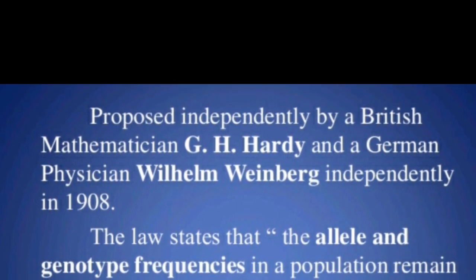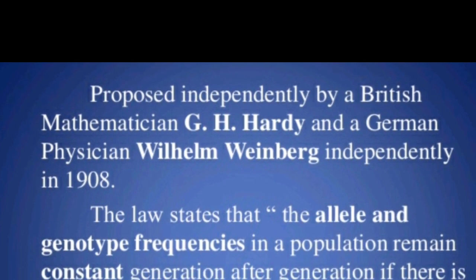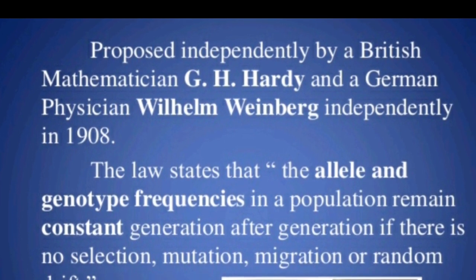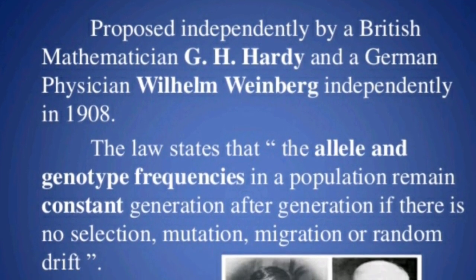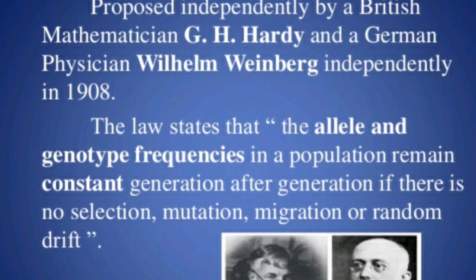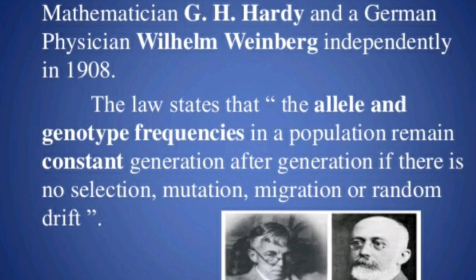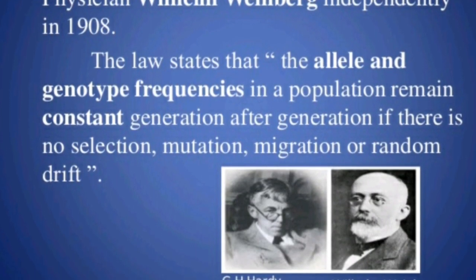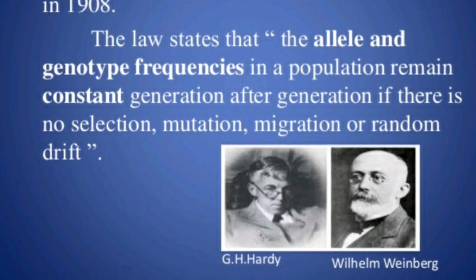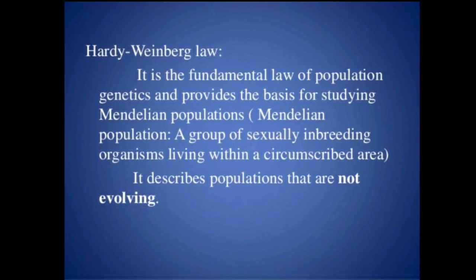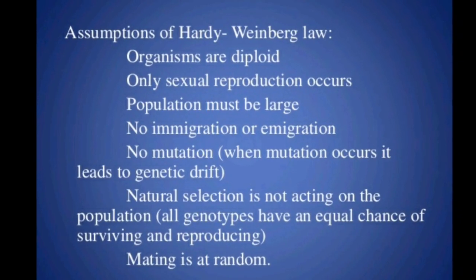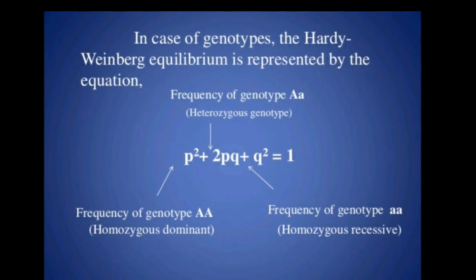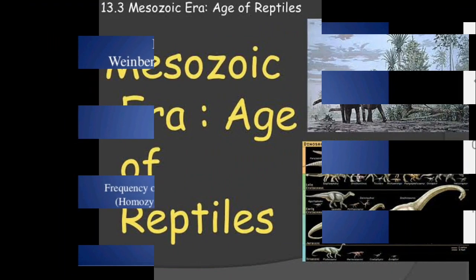the Hardy-Weinberg law should be known. This law states that the allele and genotype frequencies in a population remain constant generation after generation if there is no selection, no mutation, no migration or random drift in a population. It describes populations that are not evolving and does not show evolution. This law is explained in an equation.